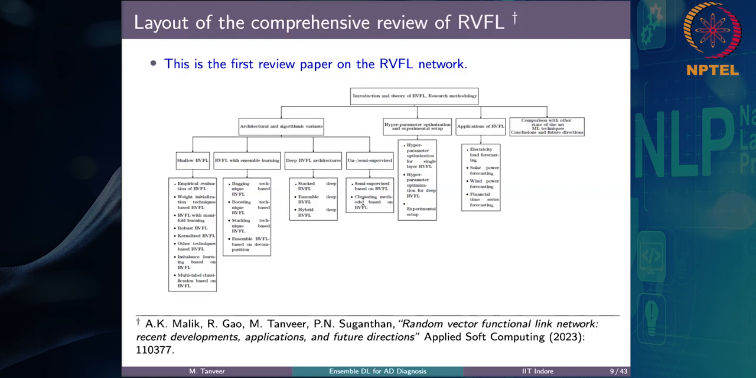So here we discuss the shallow RVFL, ensemble RVFL, deep RVFL, and ensemble deep RVFL models. And the variations, improvements, and applications of RVFL models are discussed in detail. Further, we discuss the different hyperparameter optimization techniques followed in the literature to improve the generalization performance of the RVFL model. And finally, we present potential future directions and opportunities that can inspire the researchers to improve the RVFL architecture and learning algorithms further.